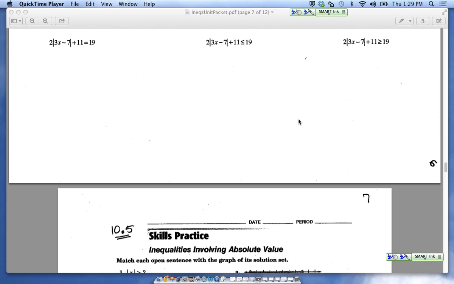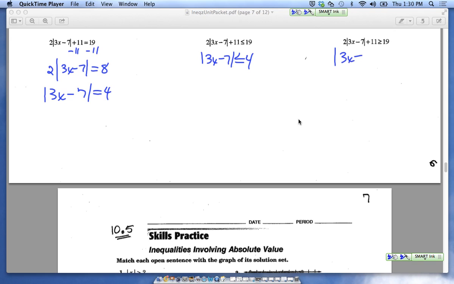So step number 1, I would subtract 11, and then I have 2 times the absolute value of 3x minus 7 set equal to 8. Then I would multiply both sides by 1/2, and now finally I will have completely isolated the absolute value bars. So now each of these problems becomes this. The absolute value of 3x minus 7 is less than or equal to 4. The absolute value of 3x minus 7 is greater than or equal to 4.